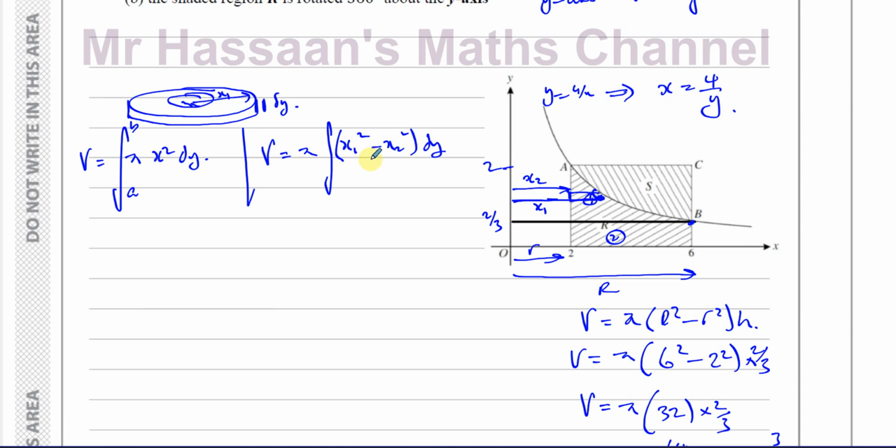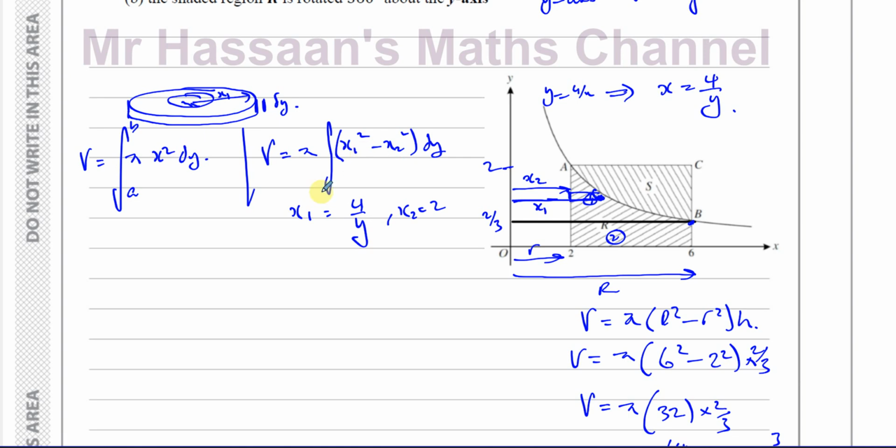Now our x1 in this case is 4 over y, not 4 over x, because we're making x the subject. That's the outer radius. And our inner radius x2 is going to be the line x equals 2. So x1 equals 4 over y. That's the equation of this curve when you make x the subject.